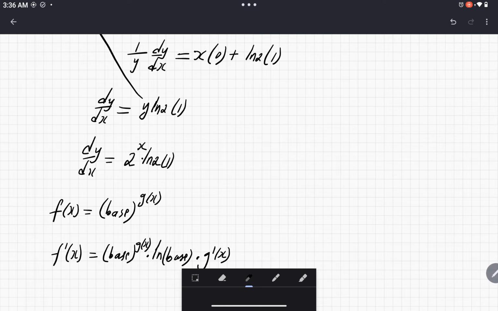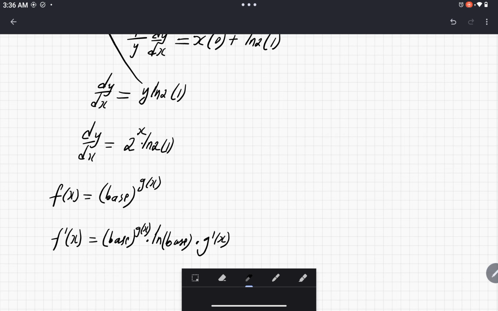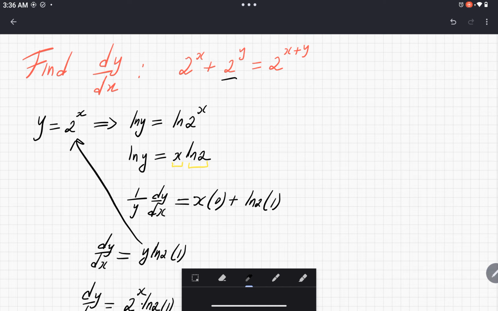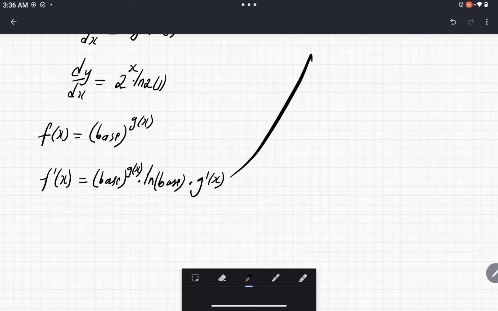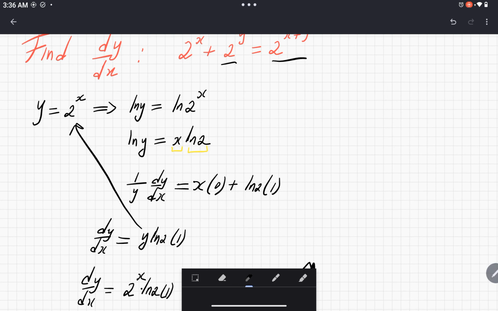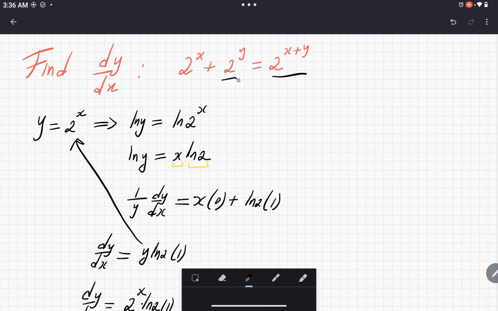Once we have this picture in mind, we can solve any exponential function that is given to us. So we are going to use the same application to come up with the derivative of the other functions, 2 raised to the power y, and also 2 raised to the power x plus y. Applying what we've just learned, we're going to see that it becomes extremely easy.